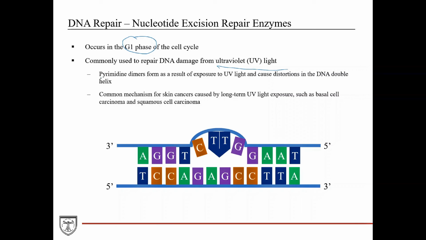An example of that is pyrimidine dimers. And you can see that here in the diagram with thymines. Thymine dimers, they get acted on by specifically UV light. That causes a chemical reaction where they end up bonding to each other. As a result, since these aren't supposed to be bound to each other, they cause significant distortions in the DNA double helix. This is a common mechanism for skin cancers that are caused by long-term exposure to UV light, such as basal cell carcinoma and squamous cell carcinoma.